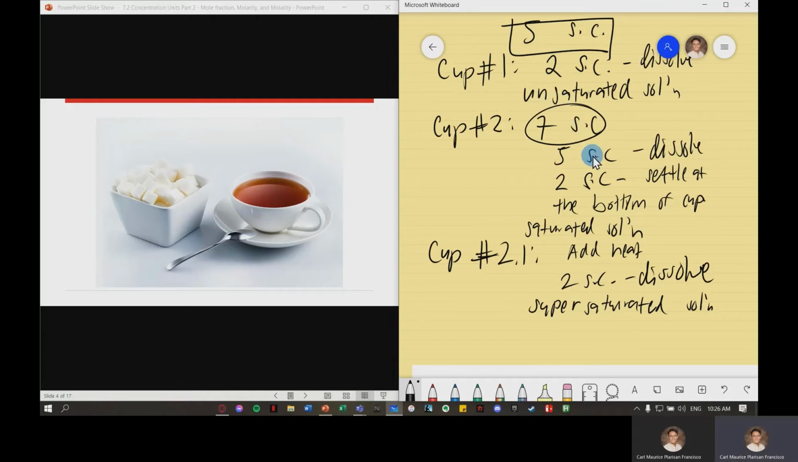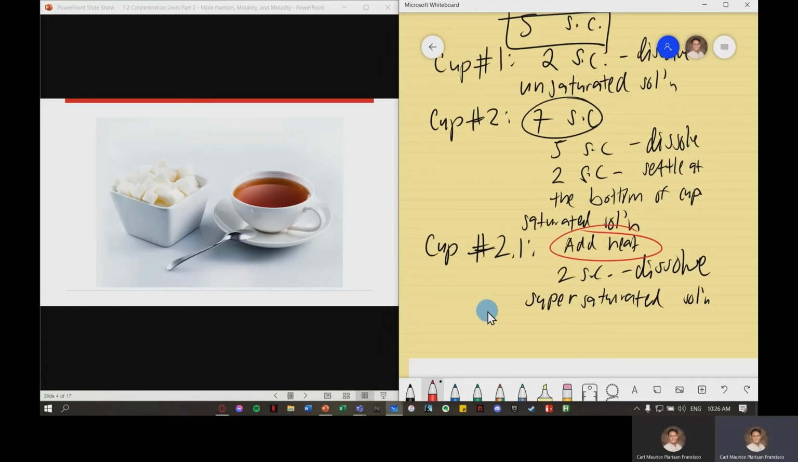Sige, out of 7, 5 nag-dissolve naturally. Pero yung 2 na nakasettle sa ilalim ng cup, na-dissolve natin sa pamagitan ng pag-init itong mismong tasa. We heated the solution. 7. Even though we know that only 5 can be dissolved as a maximum dissolution. Okay? Now, after quite some time, itong tasa na to, itong cup number 2.1, di ba na-dissolve itong 2 sugar cube? Hinayaan na lang natin. Hinayaan natin at hindi natin inanom.